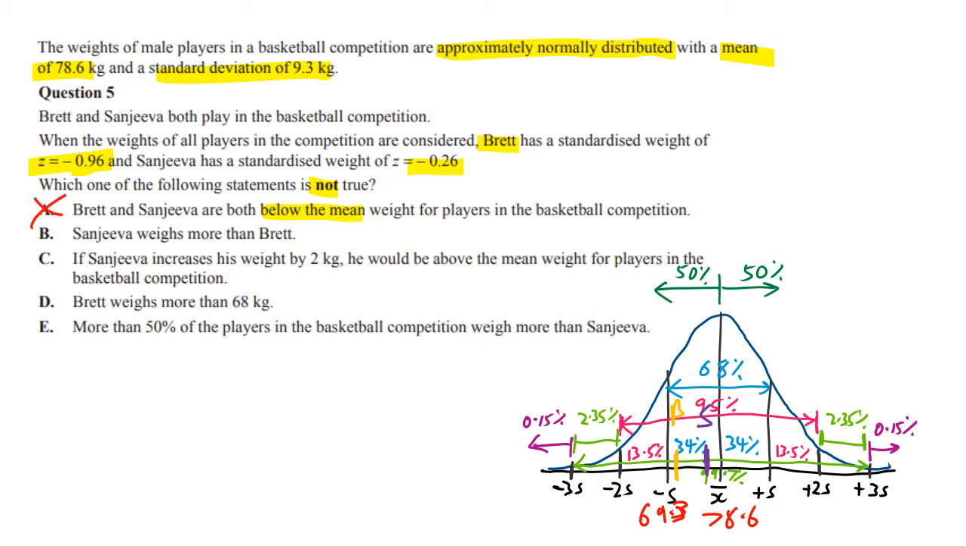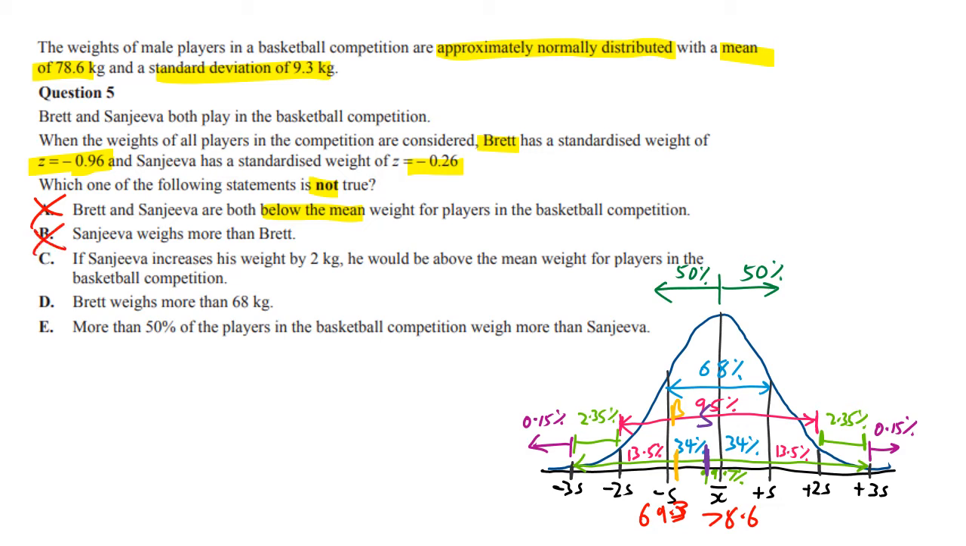Answer B, if you look on the scale, Sanjeeva is to the right, which means more. They're trying to fool you because minus 0.26 looks less than minus 0.96. But if you look on the scale where we've drawn them, you can obviously see that to the right is heavier. So Sanjeeva is heavier.